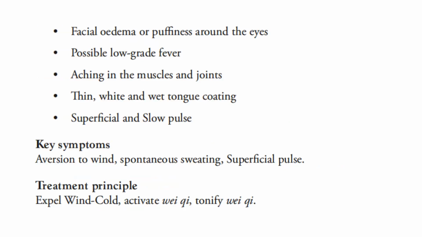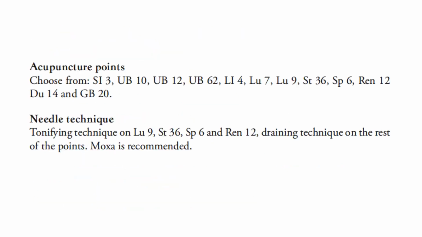For the treatment principle, we expel wind cold, activate the Wei Qi, and tonify the Wei Qi. So for the acupuncture points, we can choose from SI3, UB10, UB12, UB62, LI4, lung 7, lung 9, stomach 36, spleen 6, REN 12, DU14, and GB20. We may use the tonifying needling technique on lung 9, stomach 36, spleen 6, and REN 12, and draining technique on the rest of the points.